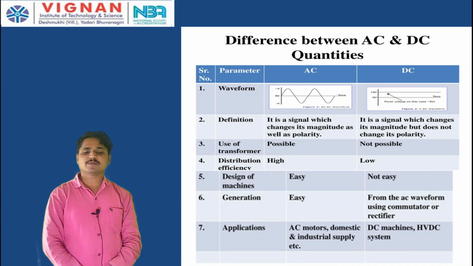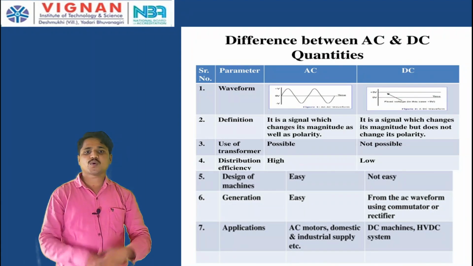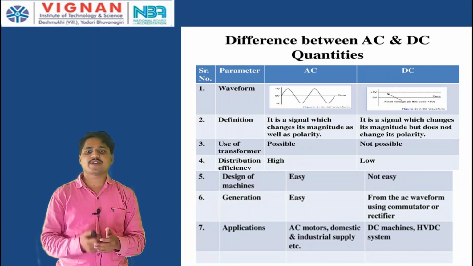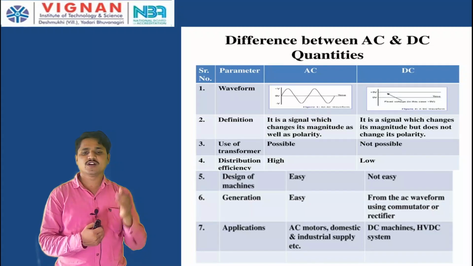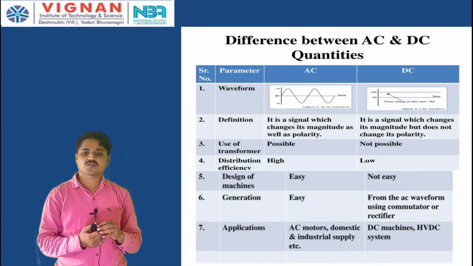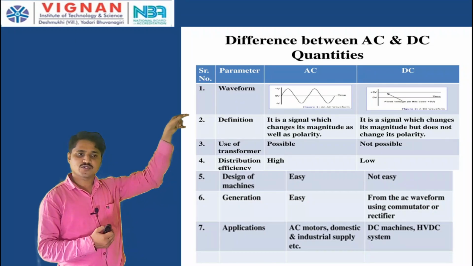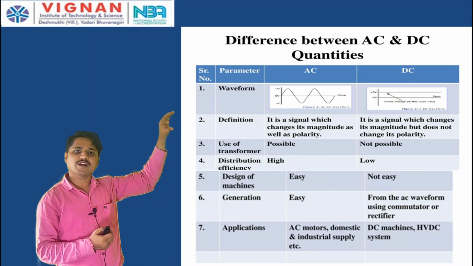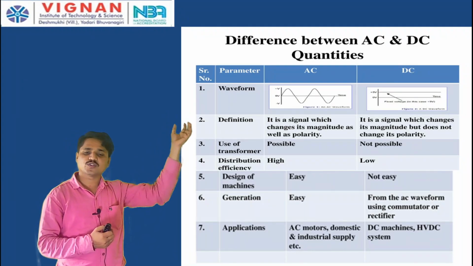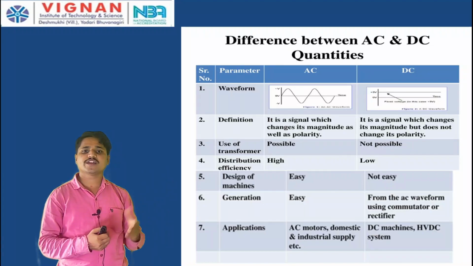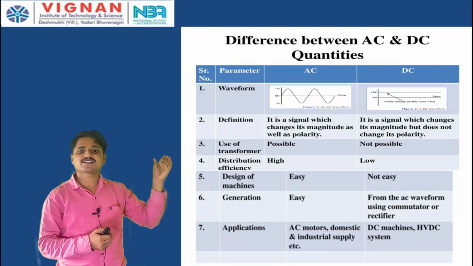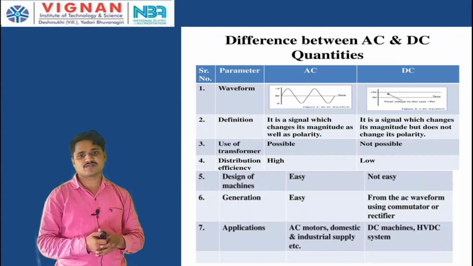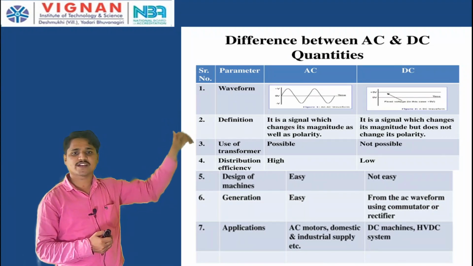Okay. So, what is meant by an AC quantity? An AC quantity is a signal which changes its magnitude as well as polarity. Polarity means plus and minus. So, when you see the waveform, during the first half cycle the quantity is positive, and during the second half cycle the quantity changes to negative. So, the magnitude changes and the polarity also changes, slowly increasing and slowly decreasing.